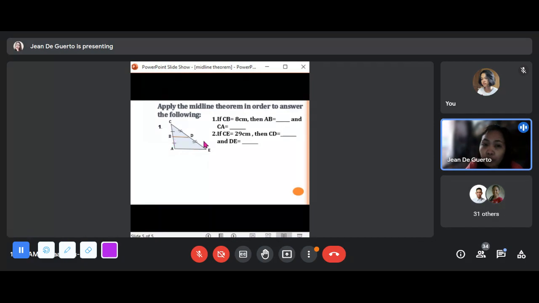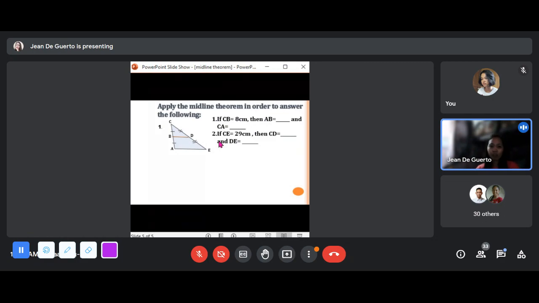So therefore, we can conclude, even without the direction in the given, that segment BD is parallel to segment AE, and it is actually a midline of our triangle ACE. Okay, so we can give the measures for the following.